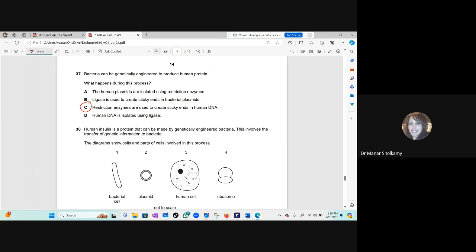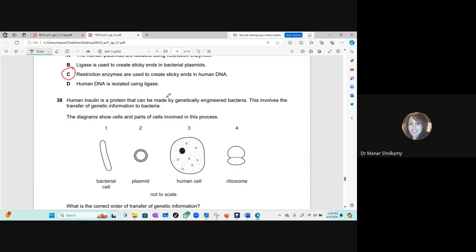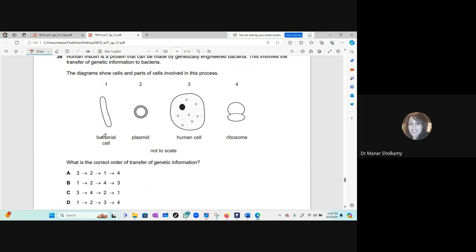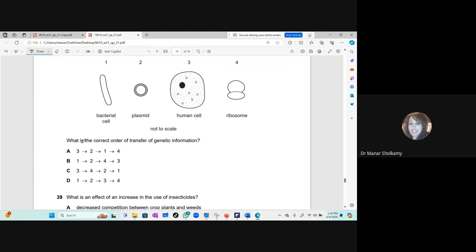Human insulin, let me zoom in. Human insulin is a protein that can be made by genetically engineered bacteria. This involves the transfer of genetic information to bacteria. The diagrams show cells and parts of cells involved in this process. This is a bacterial cell, this is the plasmid, this is the human cell, and this is the ribosome. What is the correct order of transfer of genetic information? So, which number do we start with? Human cell first. Let's take it one by one.